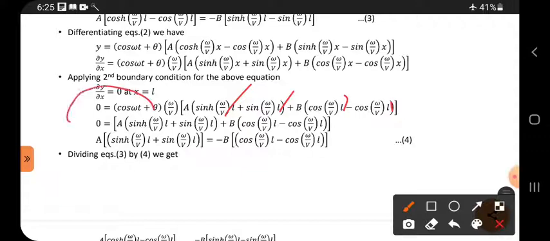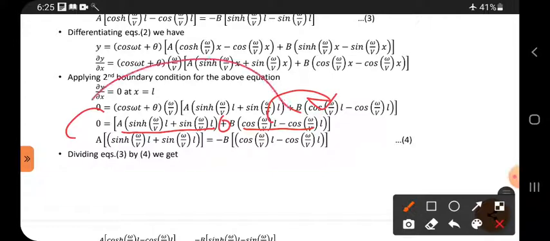Bring this side, it becomes 0, only this will remain. And among them it is like this. Now bring this bracket to this side, it is plus. If you bring it outside of the equal sign, then it becomes minus.